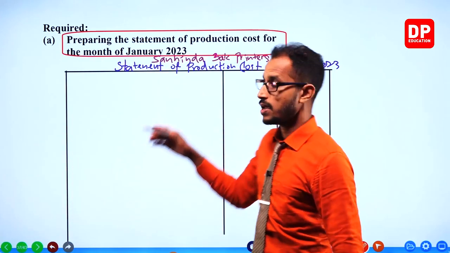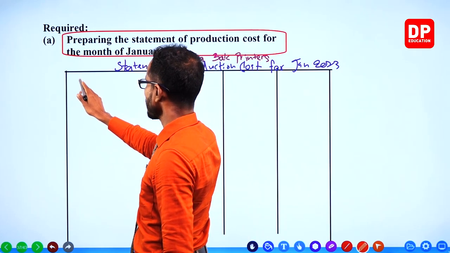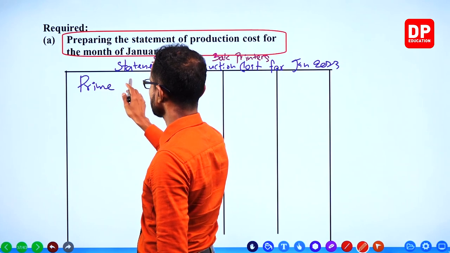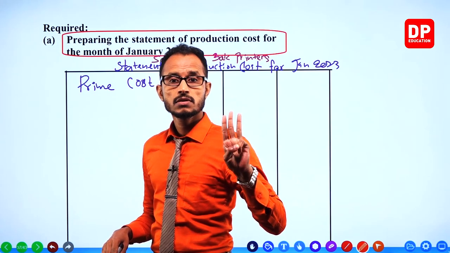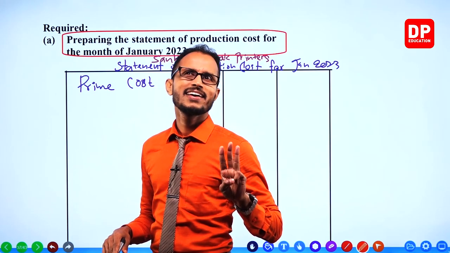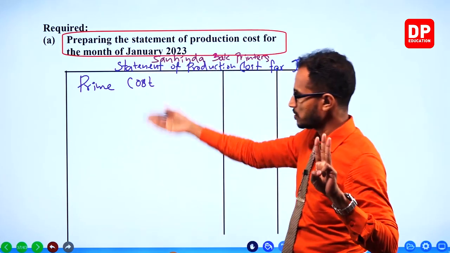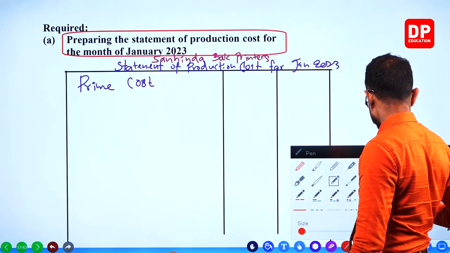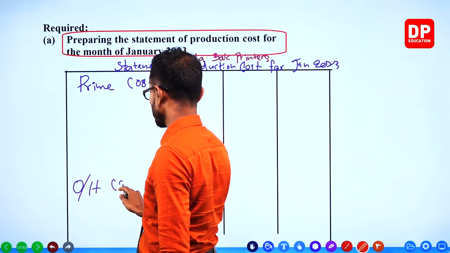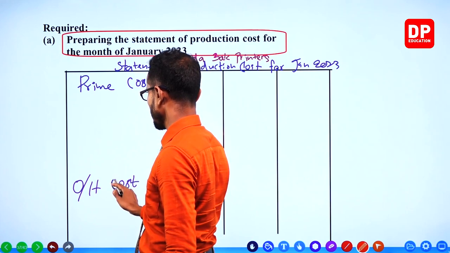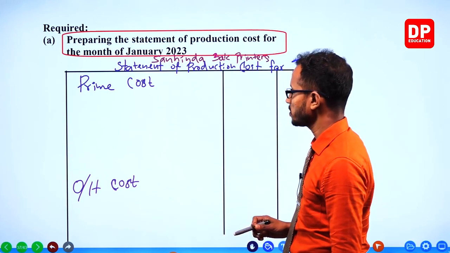And how does the order of items go? First, prime cost. You should calculate prime cost. Prime cost has three main elements, of course: direct material, direct labor, direct other. Leave space. Then you should mention the overhead cost. The overhead cost again has three main elements: indirect material, indirect labor, indirect other expense. Simple format, right?